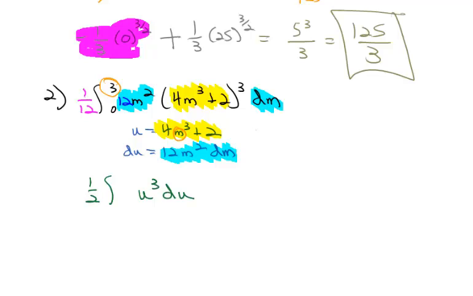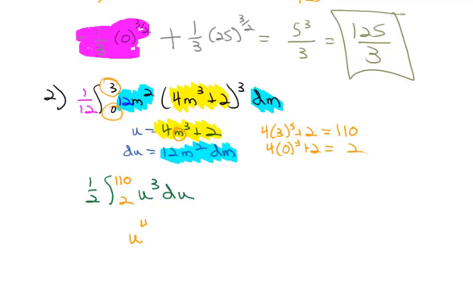Plug 3 in for the m. We've got 4 times 3 cubed plus 2. And I'm just going to do that on my calculator. 4 times 3 to the 3rd power plus 2 is 110. That's the upper limit. The lower limit of 0, 4 times 0 cubed plus 2 is 2. So we're doing the integral from 2 to 110.